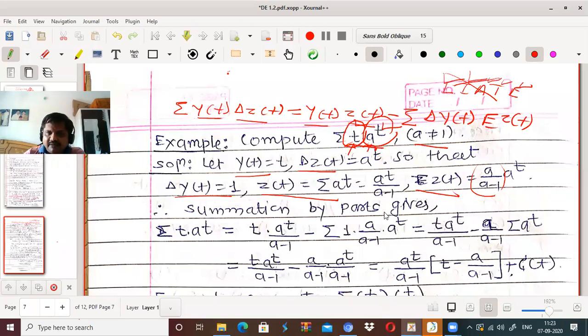So this is equal to t into a to the power t upon a minus 1, minus a upon a minus 1, which is a constant term that can be taken outside, summation of a to the power t only. That is equal to t into a to the power t upon a minus 1 minus a upon a minus 1. Again, what will be the summation of a to the power t? We know that it is a to the power t upon a minus 1.